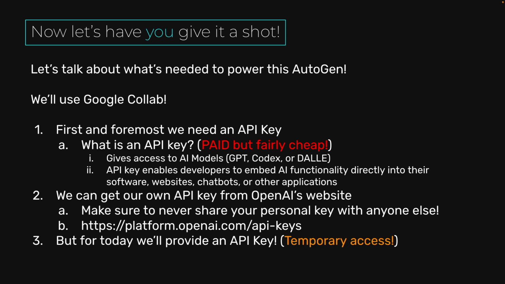So how do you make your own API key? Firstly, don't share your API keys with anyone, because that's your own money you're giving away. The way to get it is on that link. You go to OpenAI's platform and make an API key. To use API keys you just need credits, so you have to pay a little bit, but it's fairly cheap. But for today, we'll give you guys our API key. It's temporary access, so don't think you can just rob us.